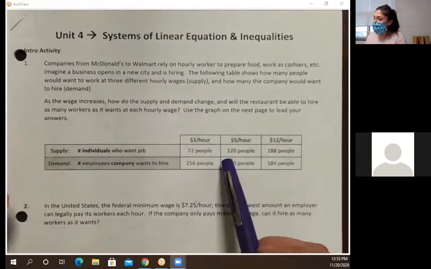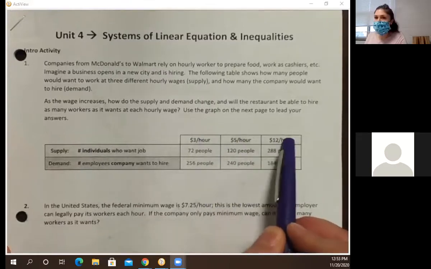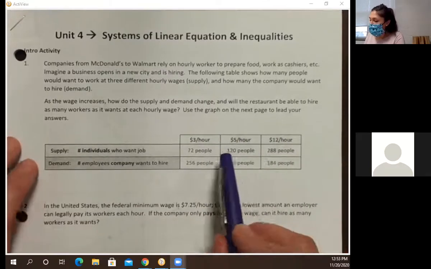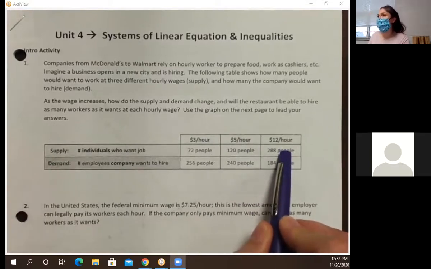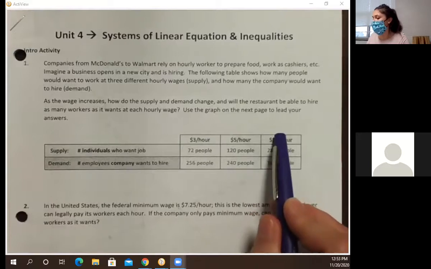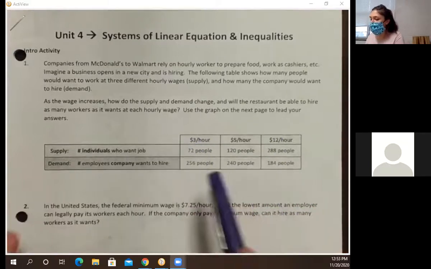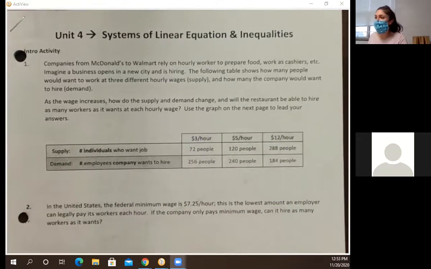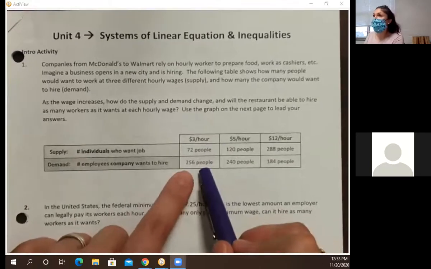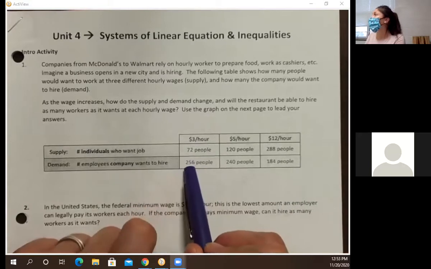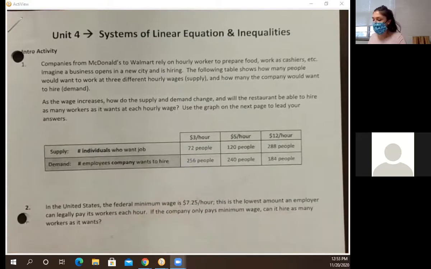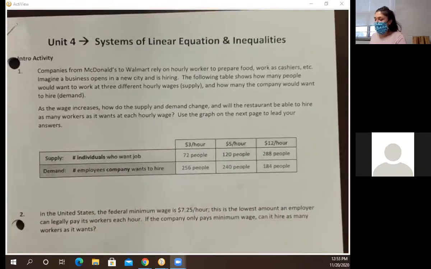I want you to notice that as our wage increases, the supply also increases. We have more people interested in having a job that pays $12 an hour versus $3 an hour. But our demand does the opposite. Our company is not willing to hire as many people for $12 an hour as it is for $3 an hour. So what we want to take a look at here is the relationships.